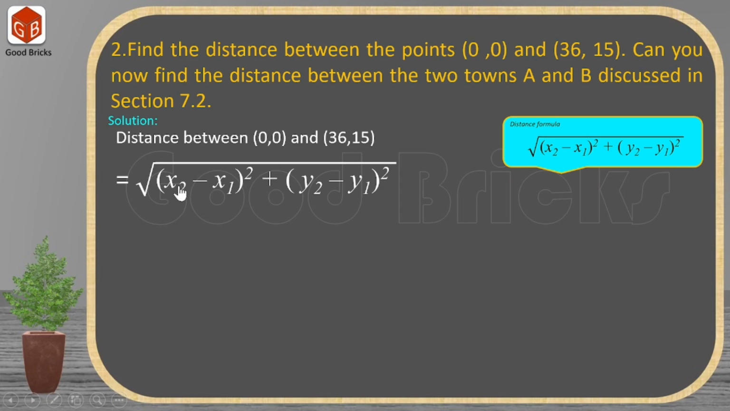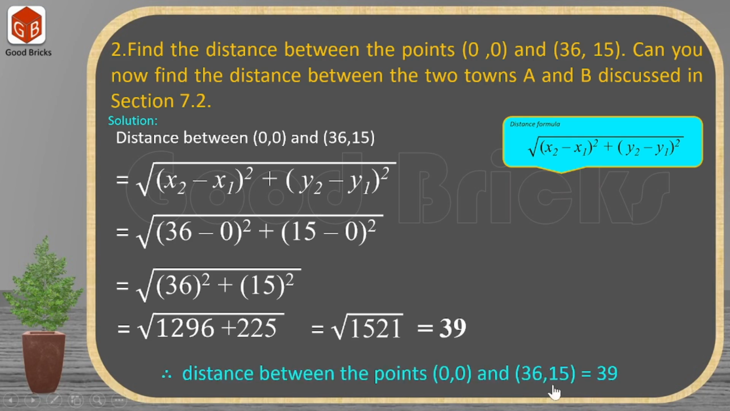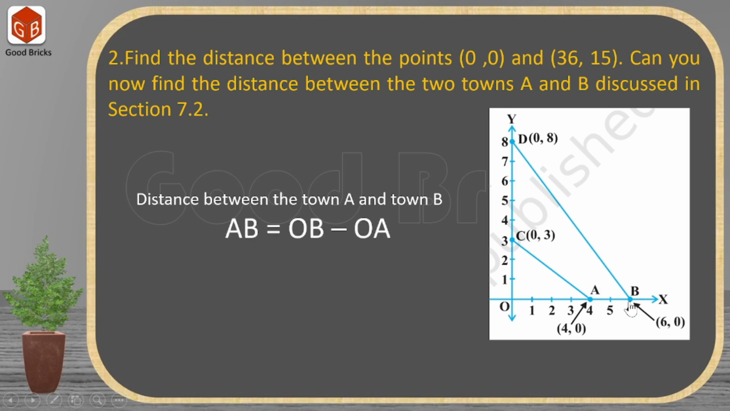So in place of x2, we are going to put 36. In place of x1, 0. Similarly, y2 minus y1 is nothing but 15 minus 0. So these are the values we are going to substitute. After simplification, we will get 39 as our distance between these 2 points. Next, we have to find the distance between AB. To find that, we are going to subtract OB minus OA. So you will get 2 units as our distance between point A and point B.